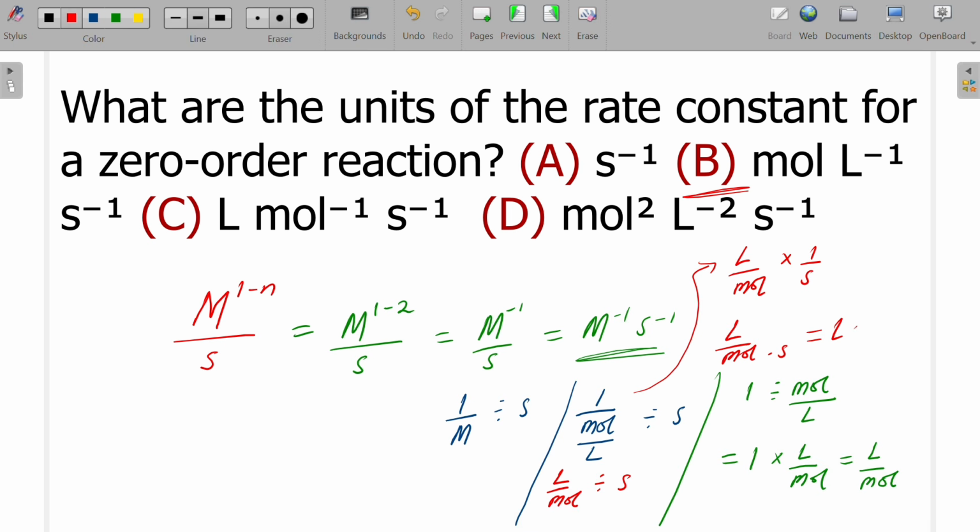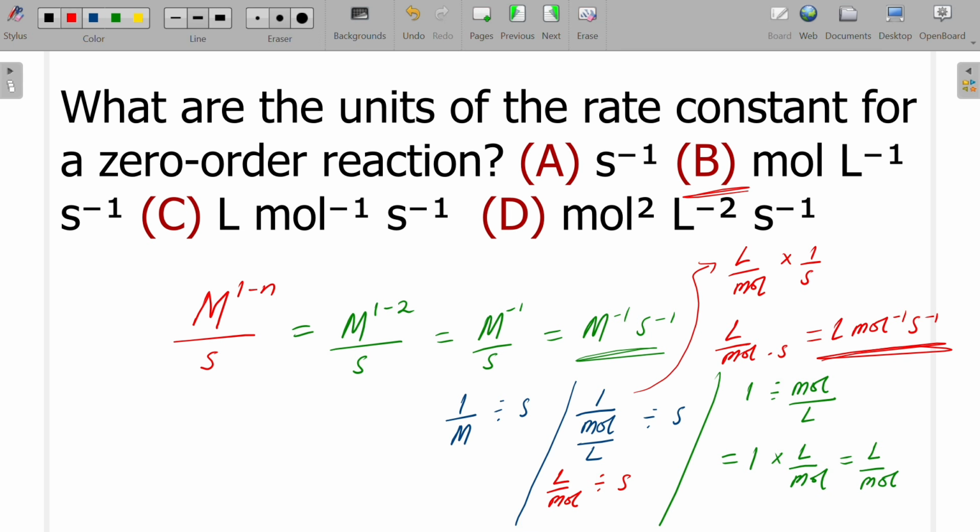When we take this on top, this is going to be equal to liters, then moles to minus 1, and then seconds to minus 1. So these are the units of the rate constant for a second order chemical reaction. In this case, our answer is this one here. So option C is the correct answer if we're looking for the second order rate constant units, like that.